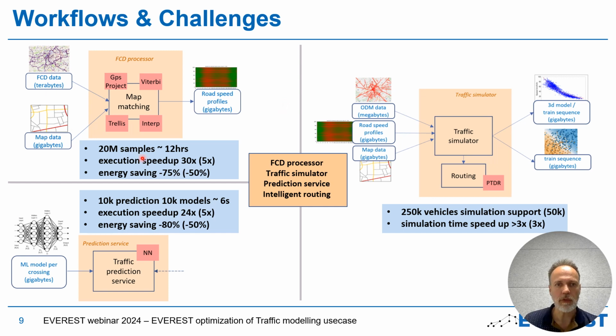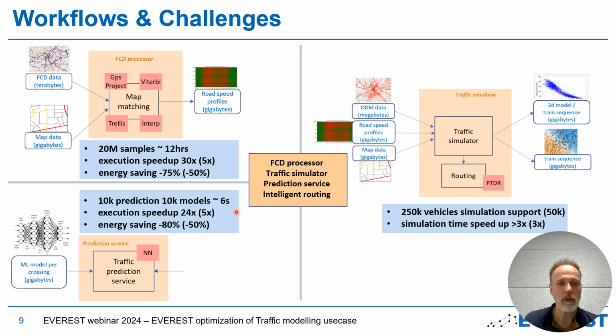So for the FCD processor, 1 day of data collection is approximately 20 million samples. The execution took originally around 12 hours on a regular CPU. Well, we stipulated the objective to have a 5 times speed up and energy saving of 50%. What we achieved with using EVEREST optimization was the speed up of 30x and energy saving 75%.